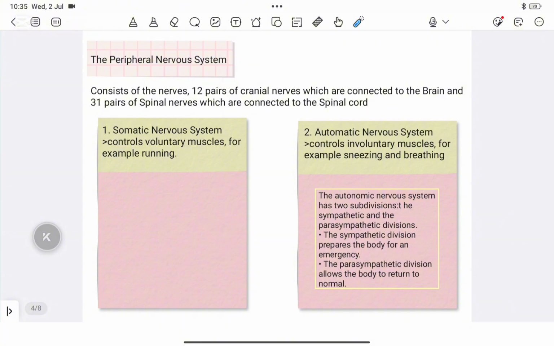Remember what voluntary is? You decide if you want to do it. You decide if you want to walk. You decide if you want to run. You decide if you want to jog. Those are voluntary actions that are controlled by your voluntary muscles.